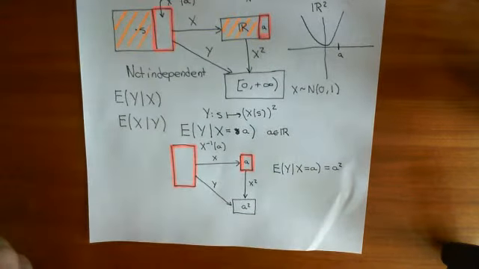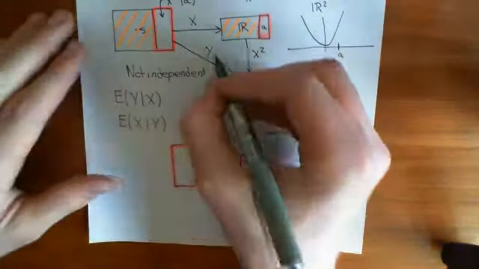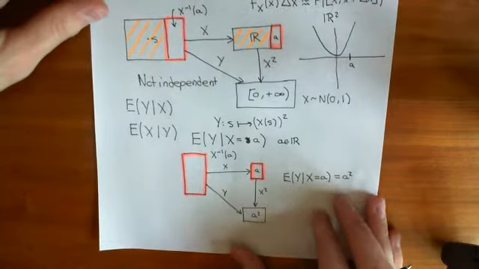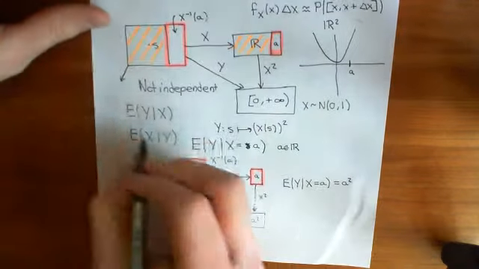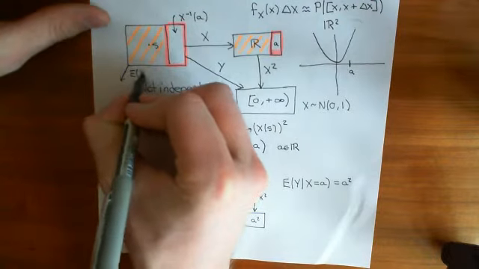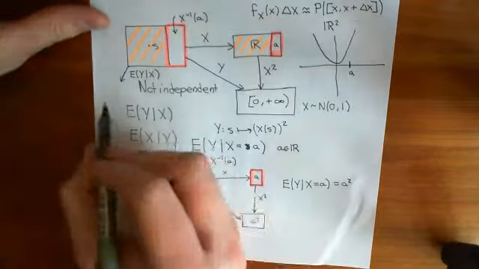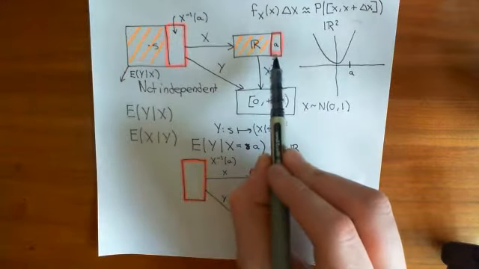Now, what do I mean by that? I mean that we could set this up as a random variable. The picture's kind of getting cluttered, so we'll put it down here. I could set up another random variable from this probability space, which I could call the expected value of y given x.